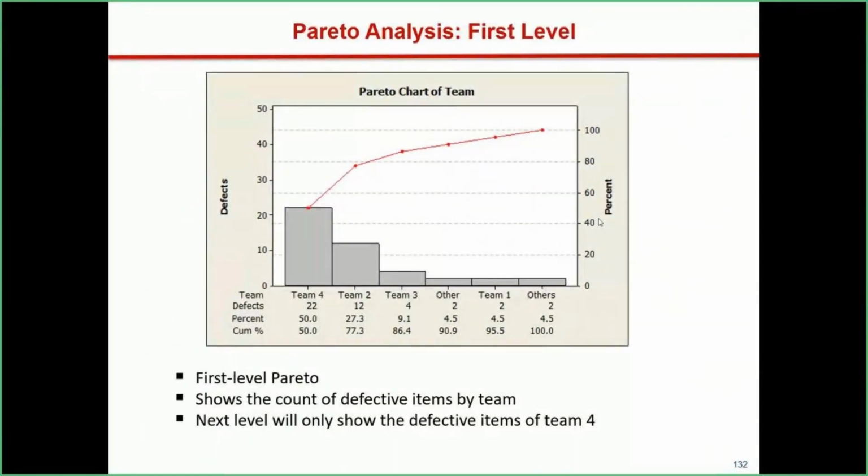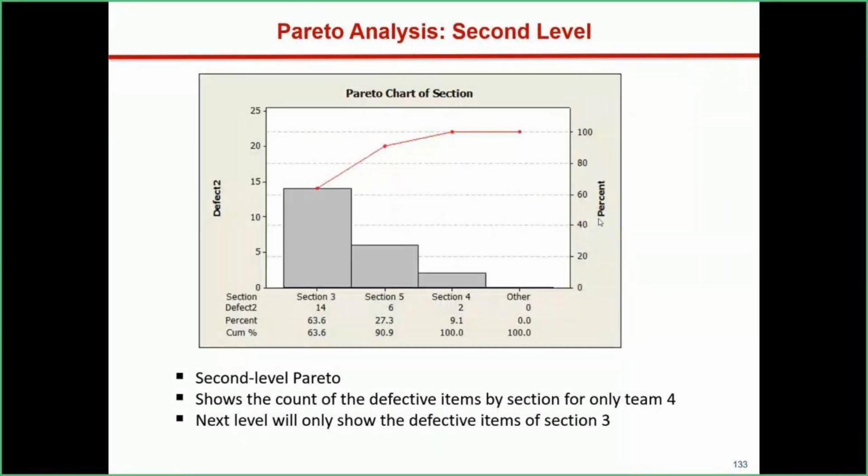Here, this is the first level that we have created just now. First level Pareto shows the count of defective items by team. Next level will only show the defective items by team 4. Second level Pareto: here in team 4, there are 4 sections: section 3, section 5, section 4, and other. So it shows the count of defective items by section for team 4 only. Next level will only show the defective items by section 3, because section 3 is having almost 14 errors.